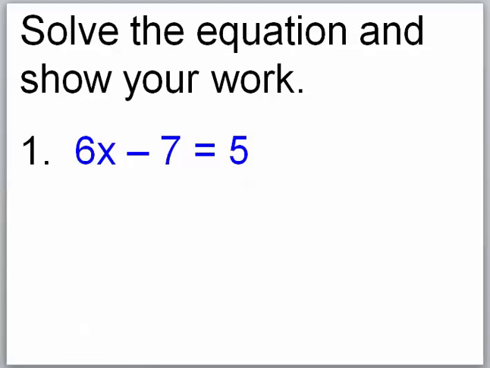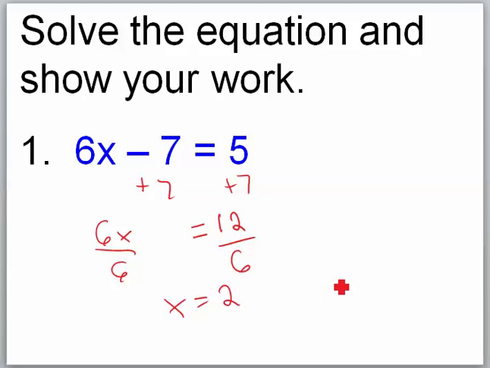Alright, so let's do one of these. I want to solve the equation and show my work while I do it. I need to get these constants gone first, so I need to add 7 to both sides. I leave the 6x, bring that there, this goes to 0, drop my equal sign. 5 plus 7 is 12. Get x by itself, so I have to divide this time. x equals 2.